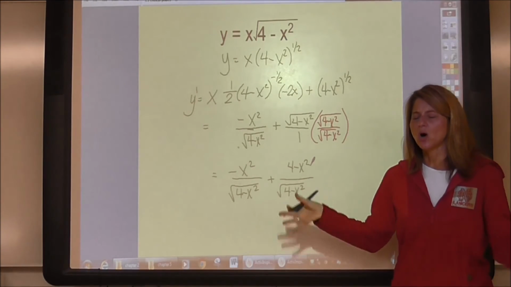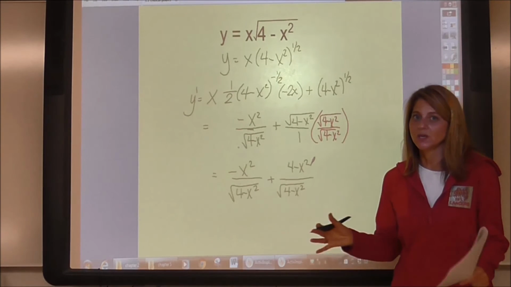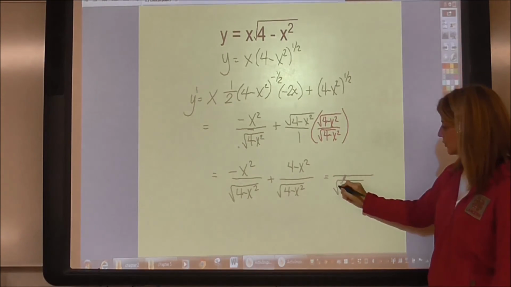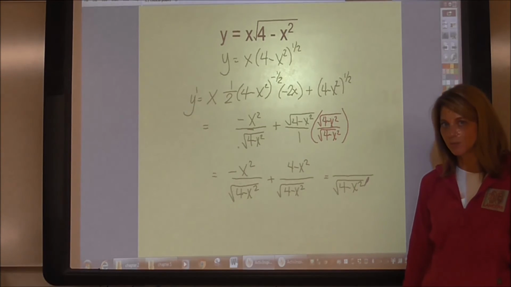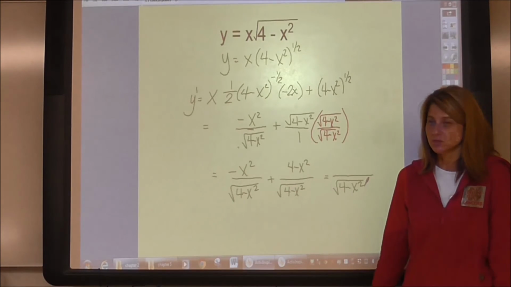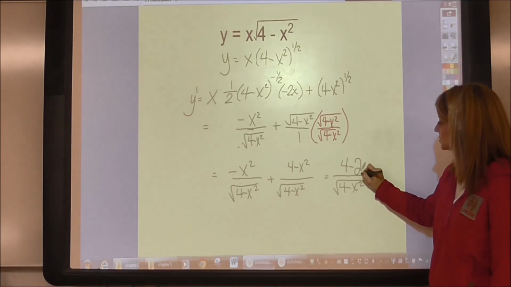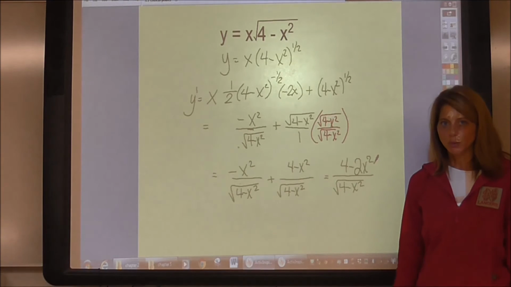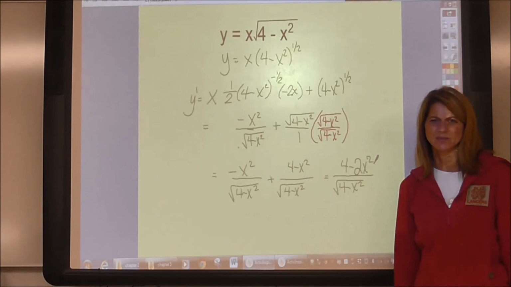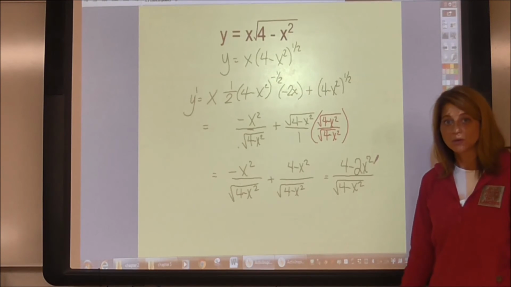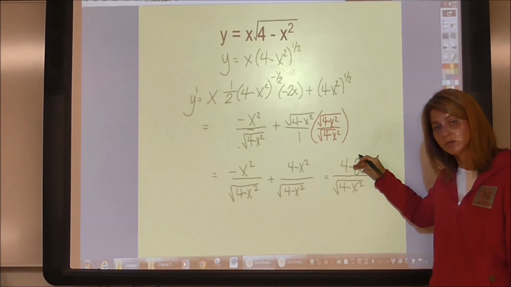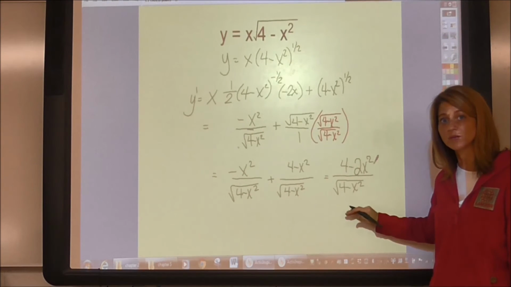Now you can put this all together as one big ugly fraction. That's okay. You know the denominator is square root of 4 minus x squared, your common denominator. Negative x squared plus another negative x squared is negative 2x squared, so I have 4 minus 2x squared. Whew. Okay, derivative is done. I think I've done that before. Okay, let's now figure out what would make your numerator equal 0. That's what makes your derivative equal 0, and what would make your derivative undefined.